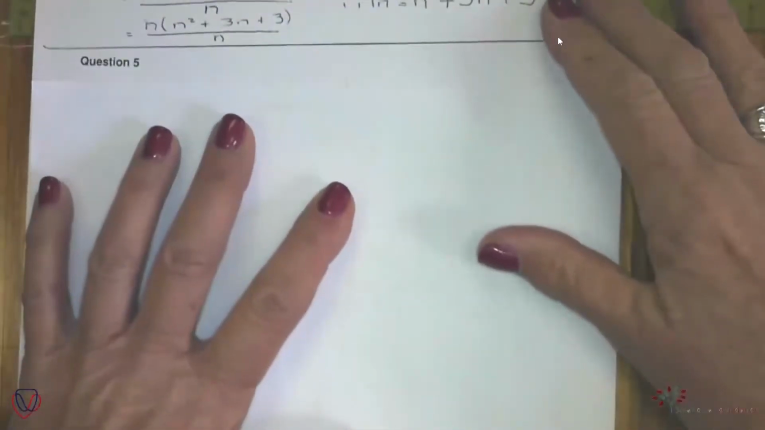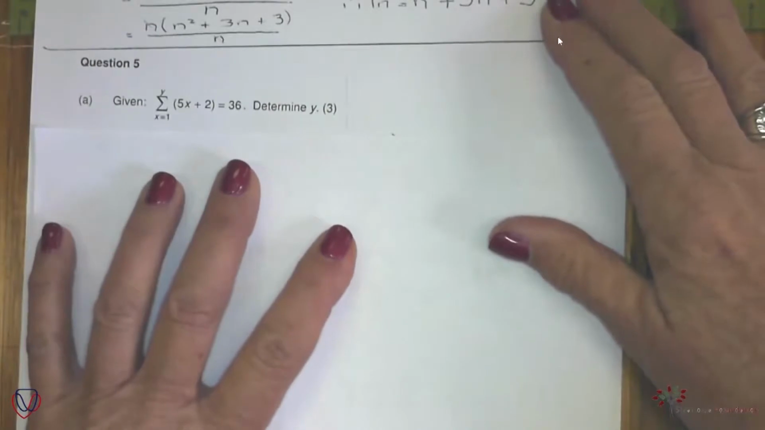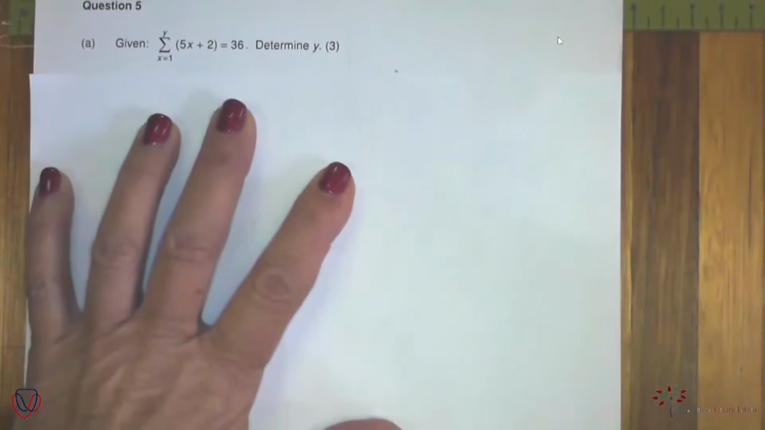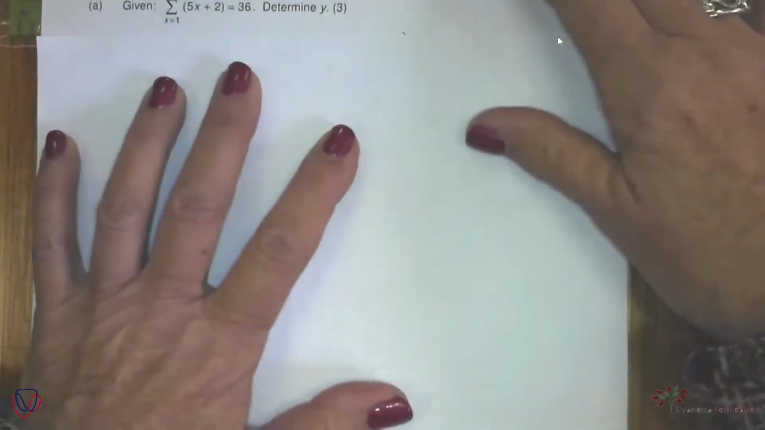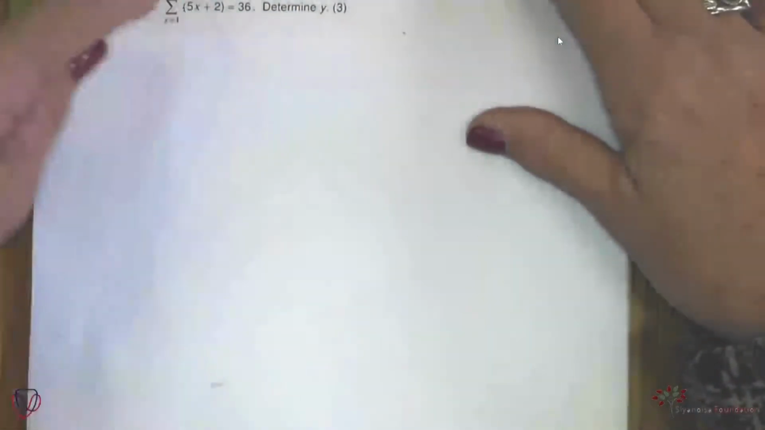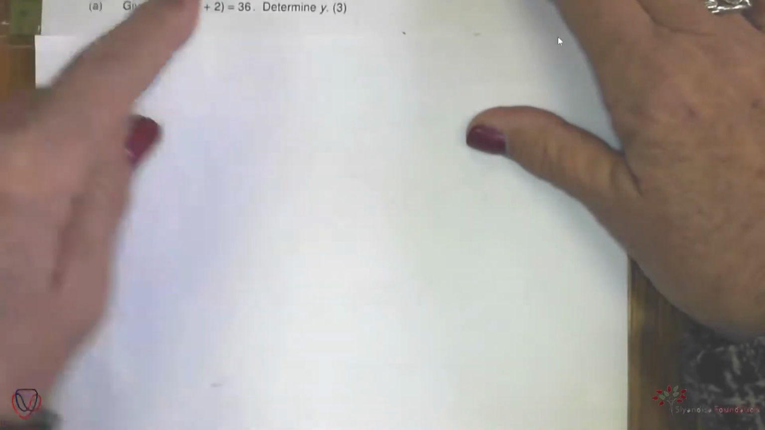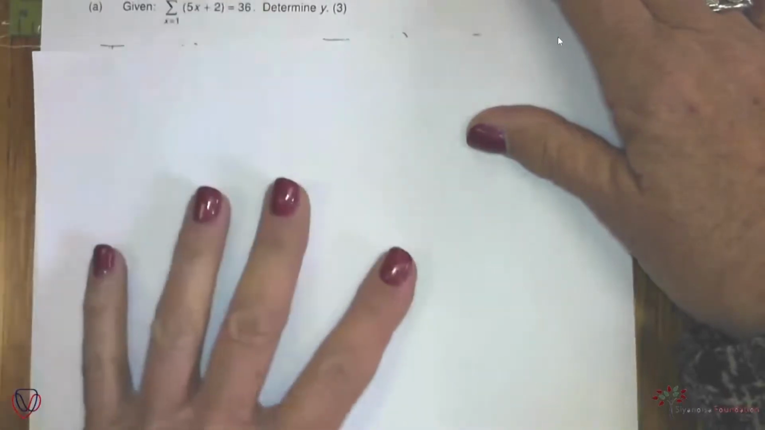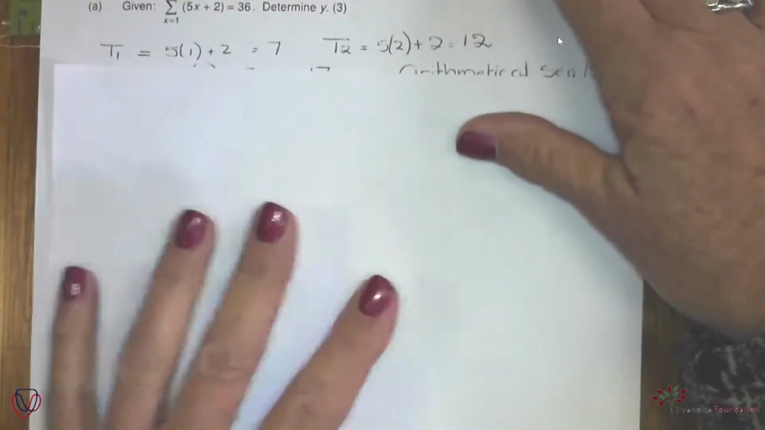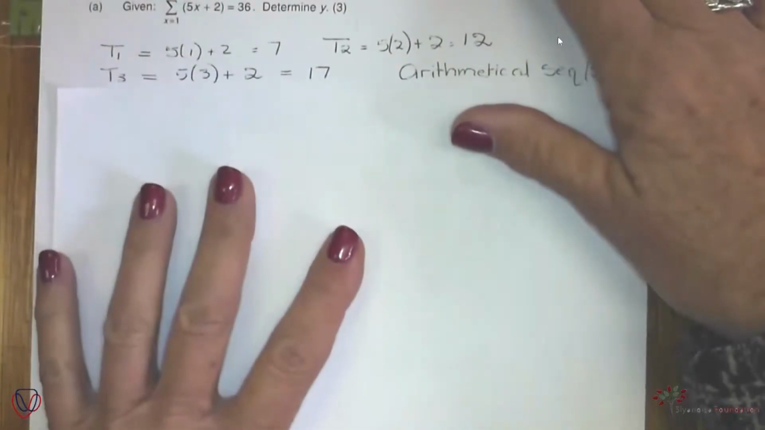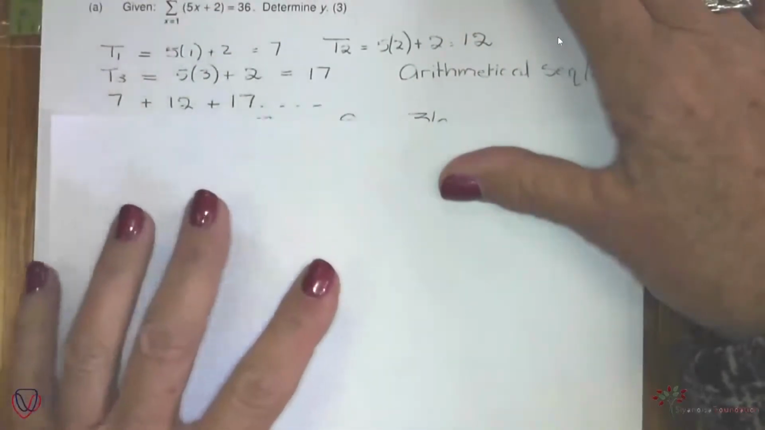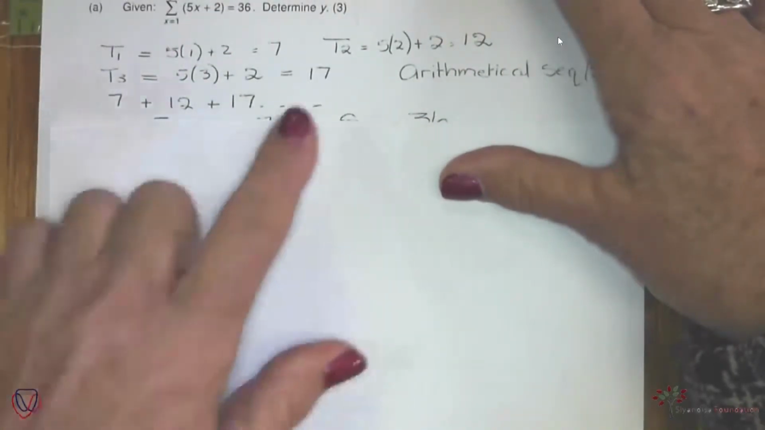Now let's go on to question 5. They gave this. Now I did this one just to show you how simple it can be. Look at this. They said determine y, the n. Now people, the sum is 36. You can do this. It's sigma. You'll have to find the first 3 terms first. And the first 3 terms are 7, 17, and 5 plus... 15 plus 2 is 17.